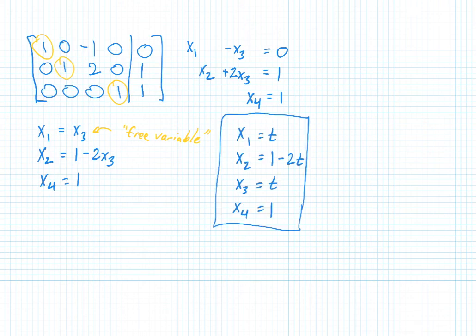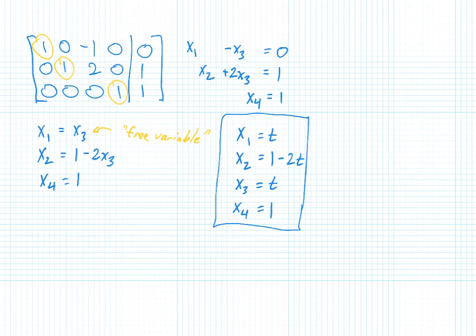And to emphasize this, it's common to set the free variables to be equal to some other variable that looks more like a parameter. So in this case, I set x3 to be equal to t, and then plug that in for the other equations. So now I've got x1 is equal to t, x2 is equal to 1 minus 2t, x3 is equal to t, and x4 is equal to 1.